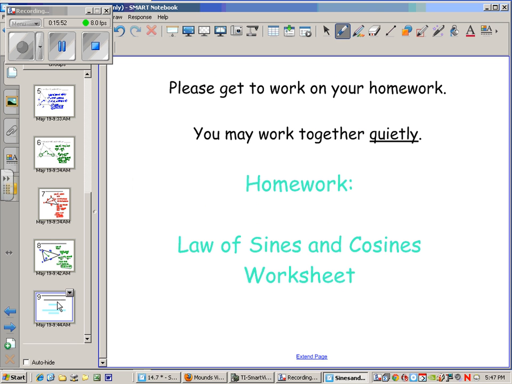You will now have time to work on your worksheet, so please work together quietly. Do not get too loud. Tomorrow I will be checking 13.3, 13.4, and this worksheet. So please have everything ready, and I will see you tomorrow.